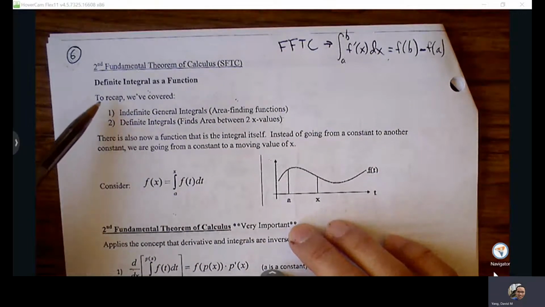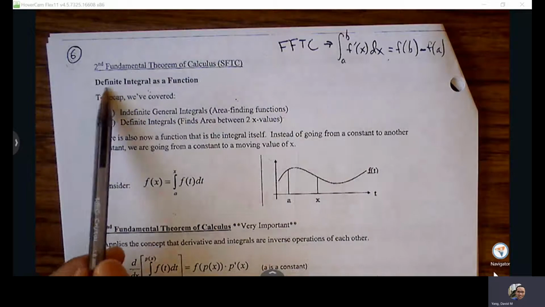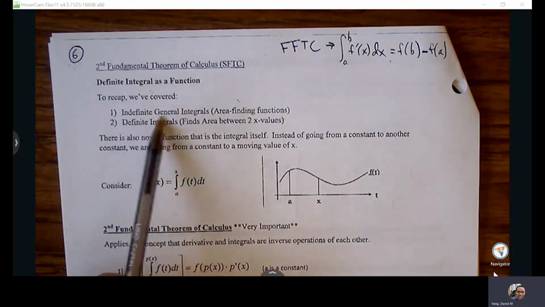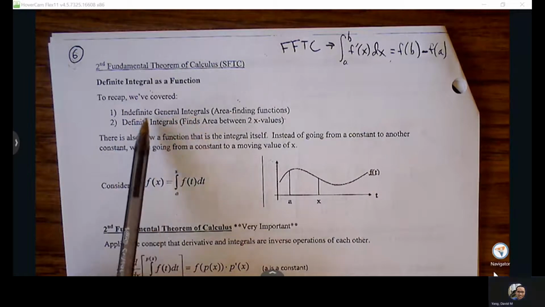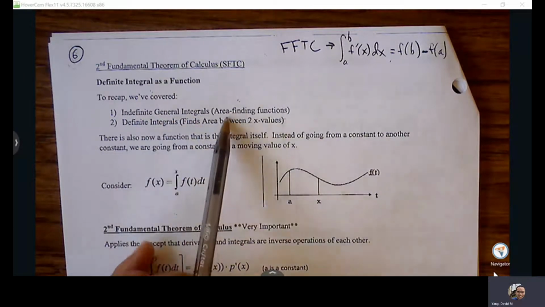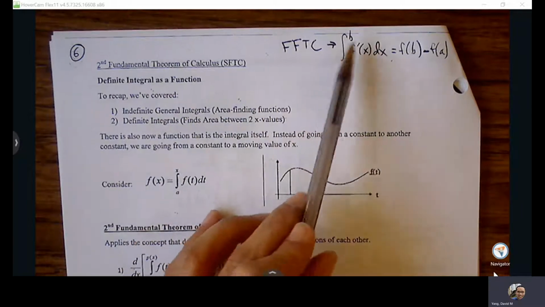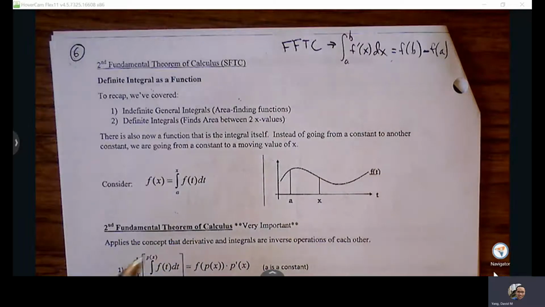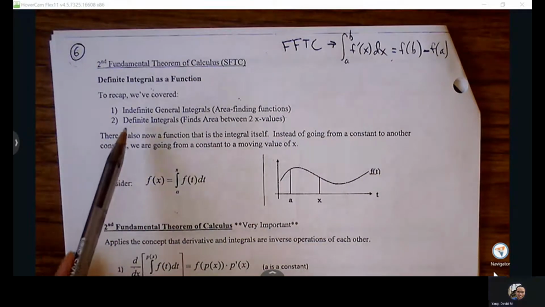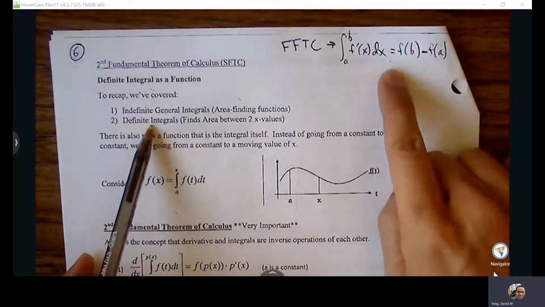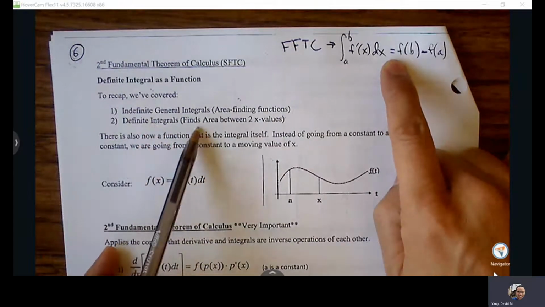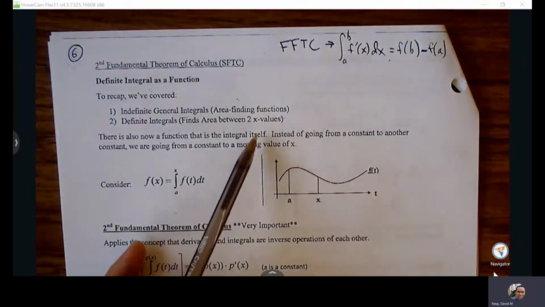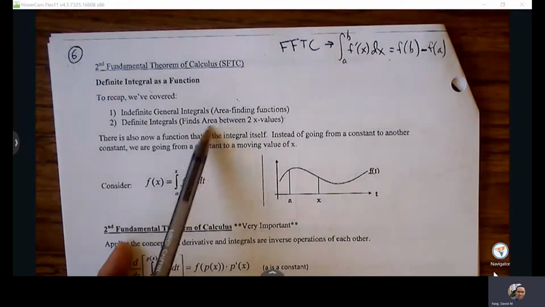Okay, so definite integral as a function. We've talked about indefinite, general integrals, which are ones where we have no bounds, and we find the antiderivative, and we end up with a plus c. That just represents an area finding formula. We also have definite integrals, where the first theorem comes into play, where we take the antiderivative, we plug the upper and lower bound in. The number that we get in return is area related.